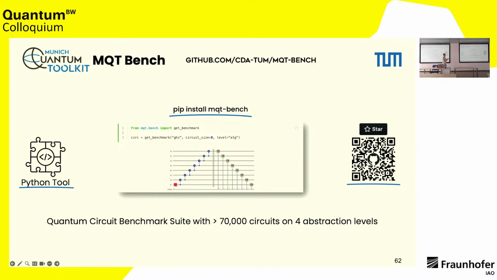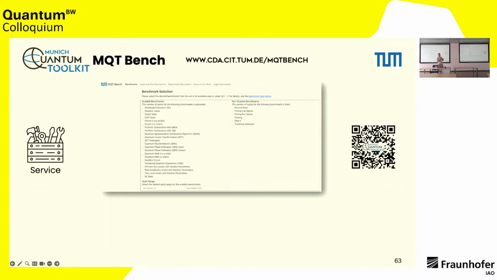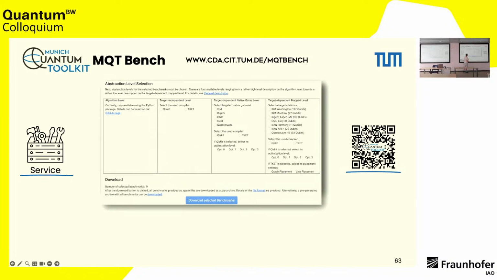We took it one step further because even using Python is too hard for some people. We built a service out of that. It's a web page you can access. The link is on the top or on the QR code. You can go there, and it's literally just clicking together which application you want, how many qubits you want, and then selecting a couple of options for the various different levels. So whether you want just an optimized circuit, whether you want it on a certain native gate set, or on a certain device. You click together your option, you click download, you get all your files.